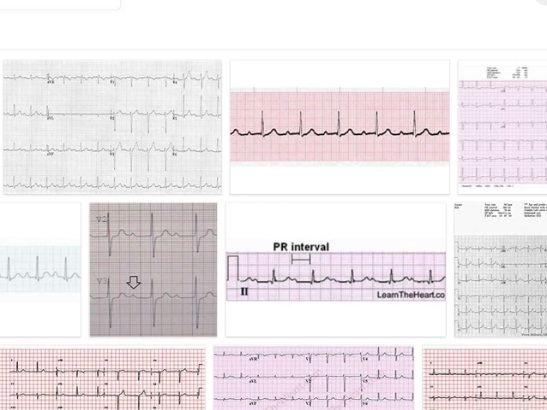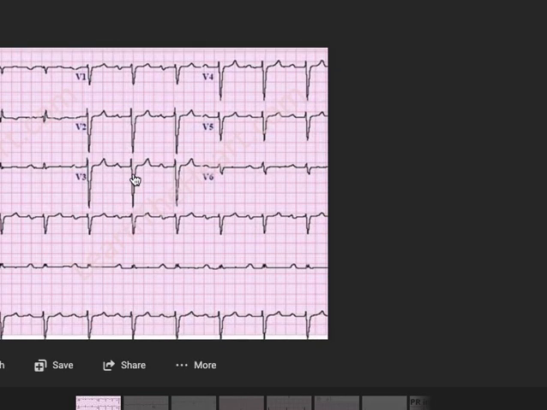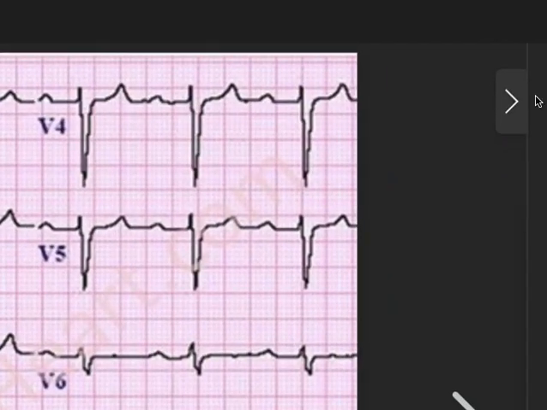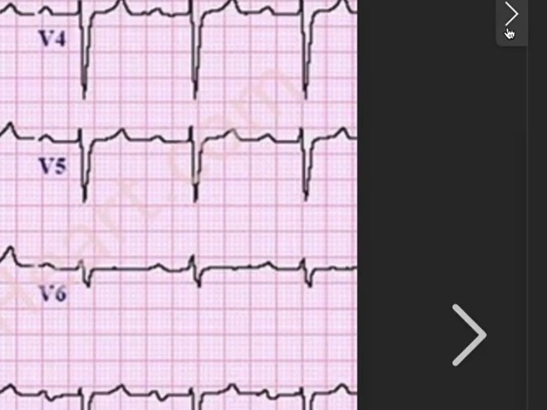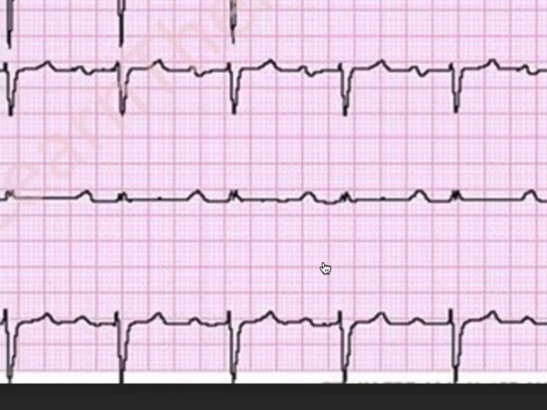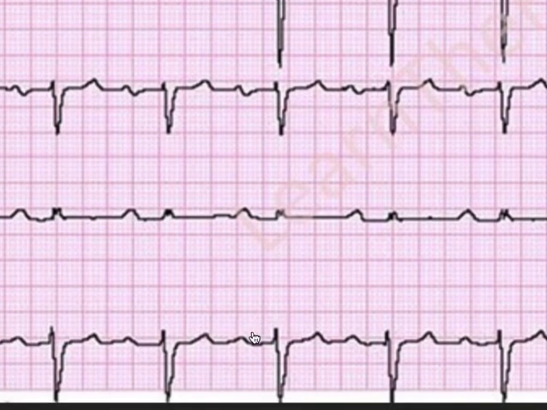You can see this is a first degree heart block. This ECG is good. What you can see over here, number one, can you appreciate P waves? Yes, I can appreciate P waves. Better to see this section, this section is good. There is a P wave, there is a P wave, there is a P wave. So P waves are there simply.